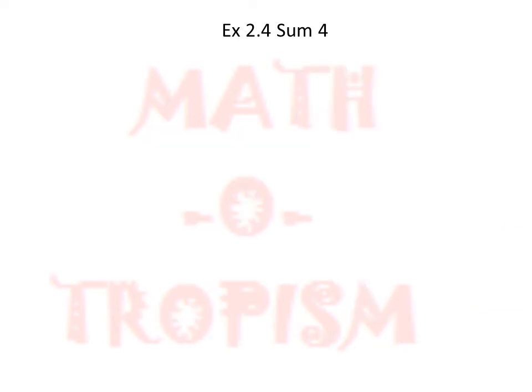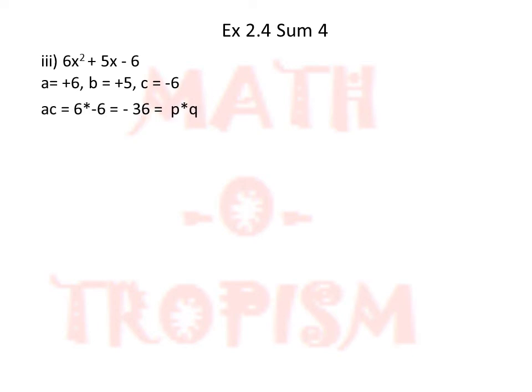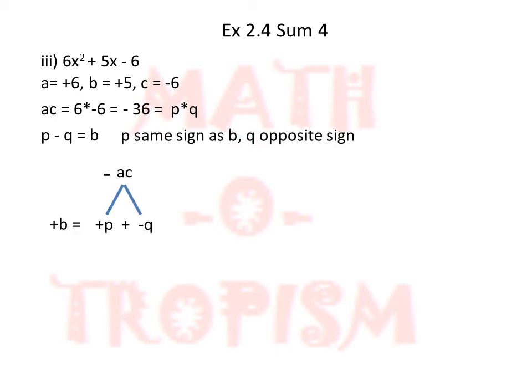The third sum is 6x square plus 5x minus 6. So A is 6, B is plus 5 and C is minus 6. So AC now is 6 into minus 6 which becomes minus 36. So when AC is negative, P minus Q will give me B. P will have the same sign as B and Q will be of the opposite sign.